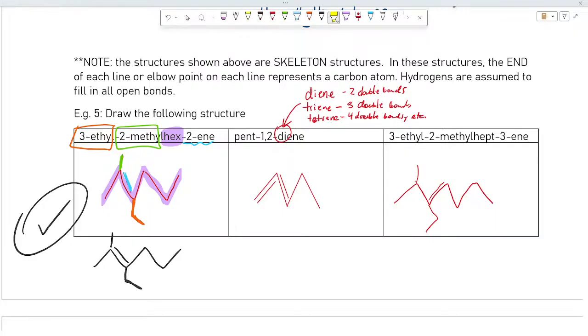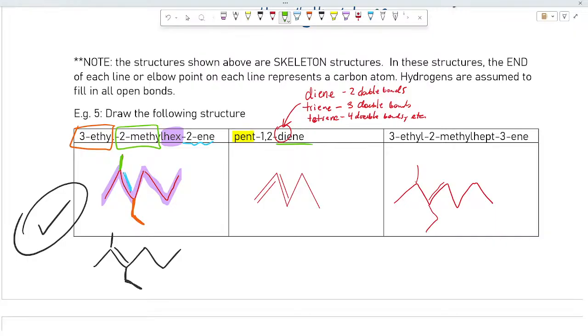Here, a pent. So we know our primary chain is 5. 1, 2, 3, 4, 5. Beautiful. And then it's a diene, which means there's 2 double bonds, and one of them is going to start on carbon 1, and the next one is going to start on carbon 2. Now, watch out that you don't accidentally make something impossible. This one's fine.